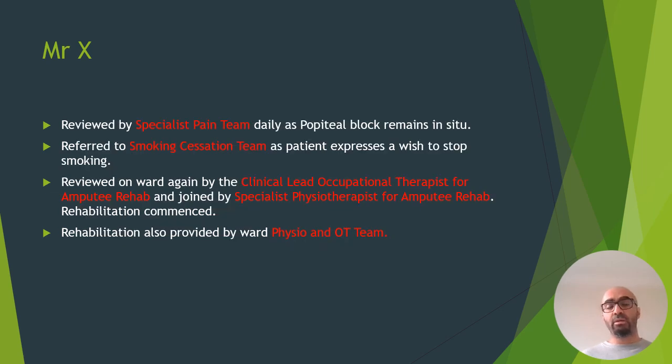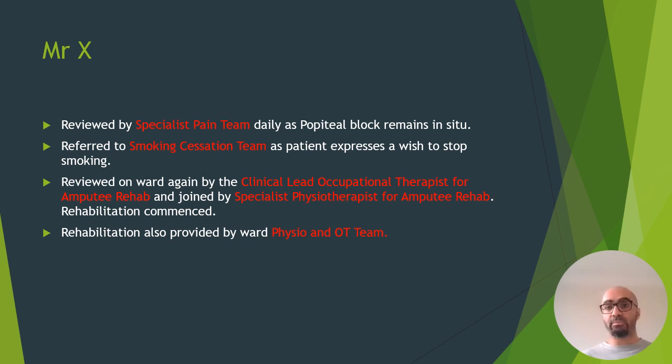So now the patient returns to the ward, and now we start the following care. They will be reviewed by the physicians and pain team, as well as referred to the smoking cessation team, because that's really important to help them with stopping smoking. Rehabilitation commences with the clinical lead occupational therapist and the specialist physiotherapist. Both will work together for amputee rehab, and they will be supported by the ward physio and OT team.